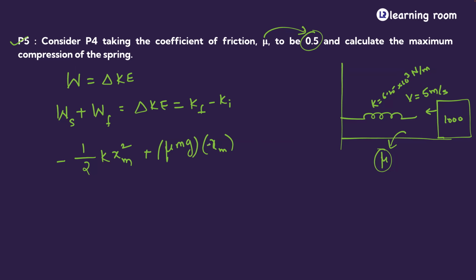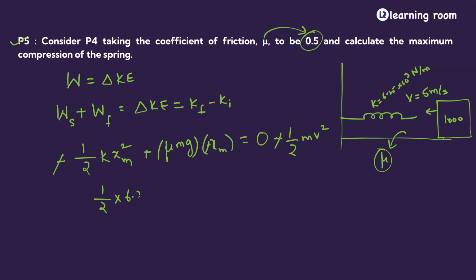But they are both acting in the opposite direction, because cos 180 will come into the picture, right? So it is actually minus half K xm square minus mu mg into xm is equal to the change in kinetic energy. Final kinetic energy is 0 because the car has come to rest, minus the initial kinetic energy, which is half mv square. Am I right?